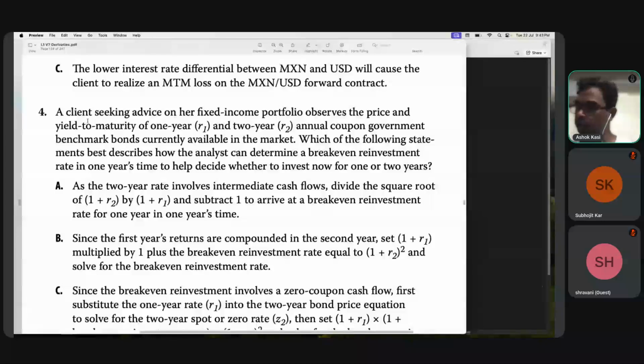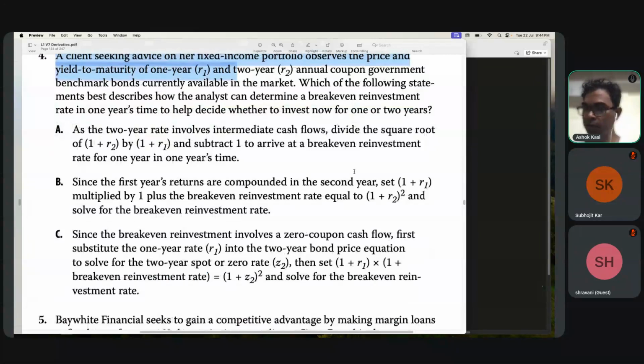So this is the question, right? A client seeking advice on her fixed income portfolio observes the price and yield to maturity of 1 year and 2 year annual coupon government benchmark bonds currently available in the market. Which of the following statements best describes how the analyst can determine a break-even reinvestment rate in 1 year's time to help decide whether to invest now for 1 or 2 years? Okay.